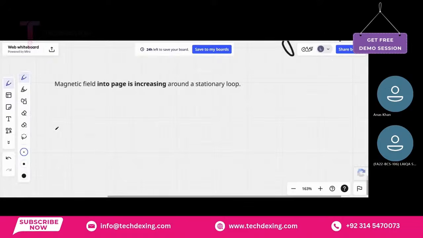So in step 1, what would be the effect on the flux? The magnetic field into the page is increasing around a stationary loop. Will the flux increase or decrease? It's increasing, so the flux would also increase. Yes, very good. The flux is increasing.